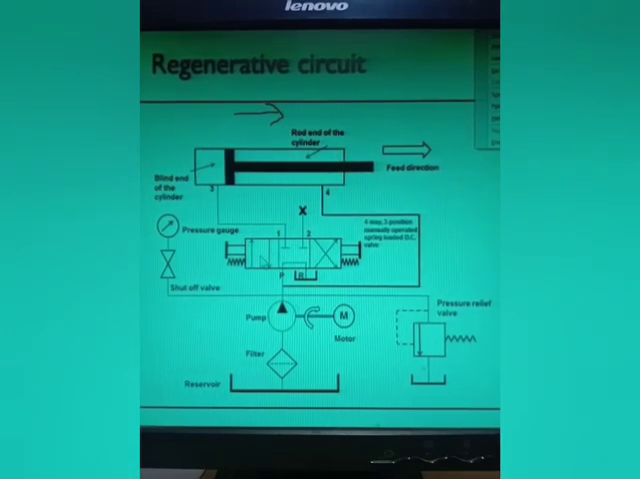Now in this diagram, it is the central position. So what is happening in the central position? As the pump is running, the oil from the pump is going, and as this pump is connected to the reservoir, directly from the pump the oil will go to the reservoir. A end is closed and B end is also closed.